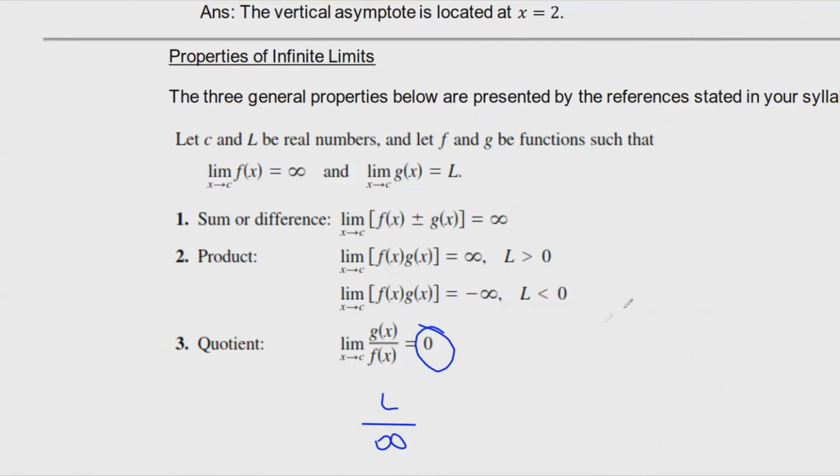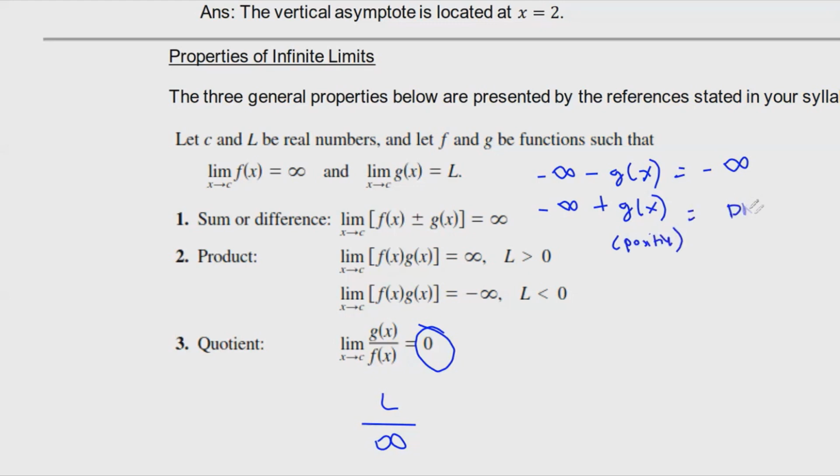It says here that if you have an algebraic operation of f of x plus or minus g of x, that is equal to infinity. But I have to specify here that when we talk about negative infinity, this is only true if a real number g of x is subtracted from negative infinity. That is also equal to negative infinity. This doesn't work if we have negative infinity plus g of x, knowing that g of x is a positive number here.